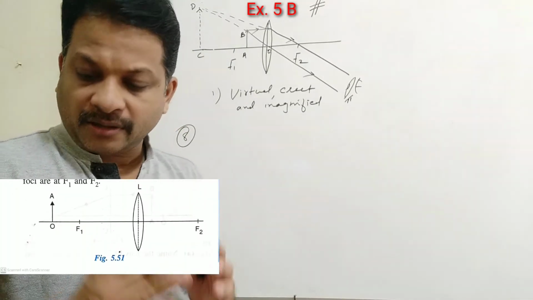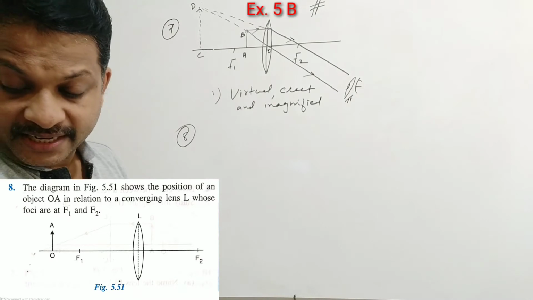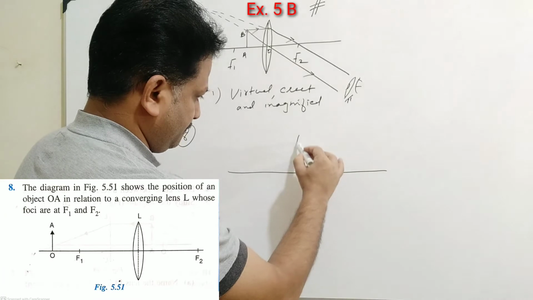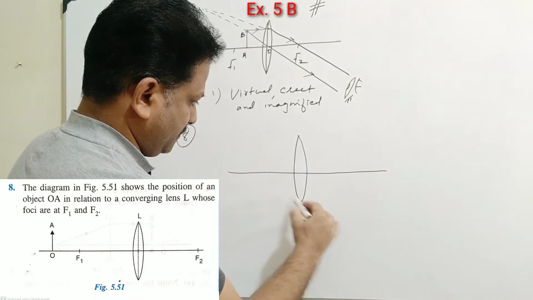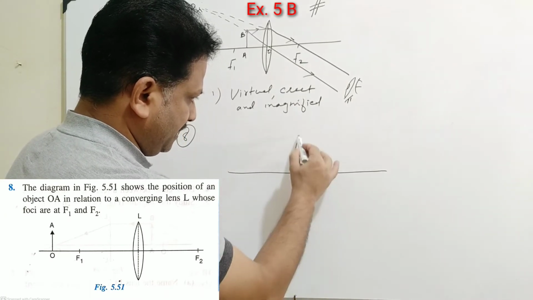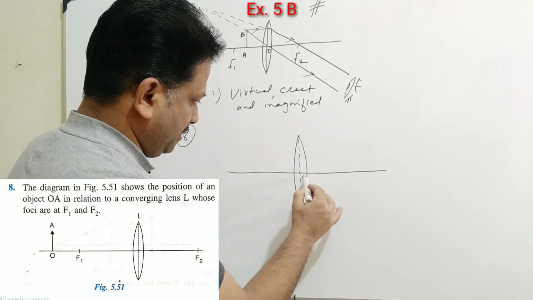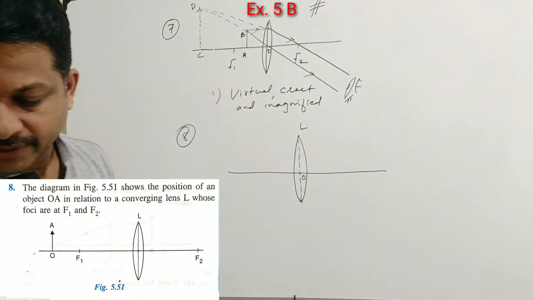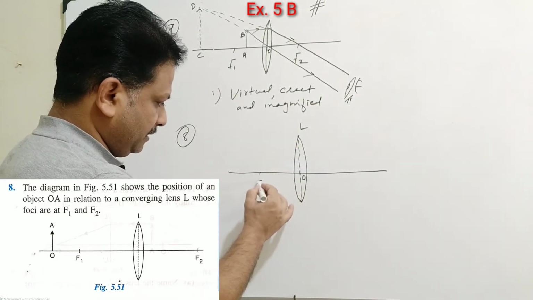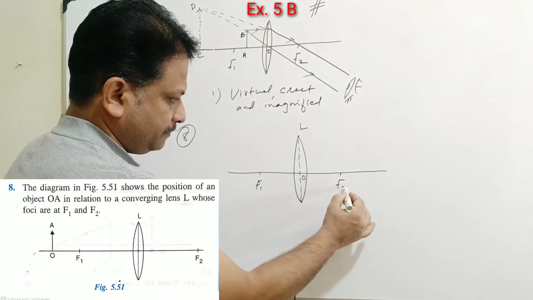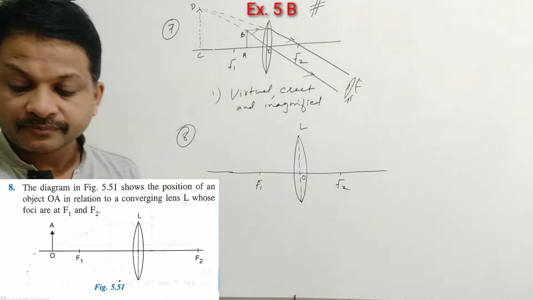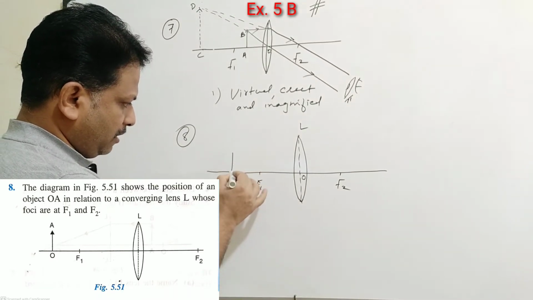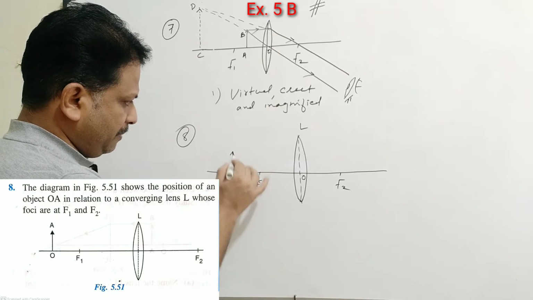Again a ray diagram. We have to complete the ray diagram. A convex lens is given there, with its optical center, marked exactly at the middle, the geometric center of the lens. A lens L is given with the principal foci on either side, f1 and f2. An object AB is lying just beyond f1.